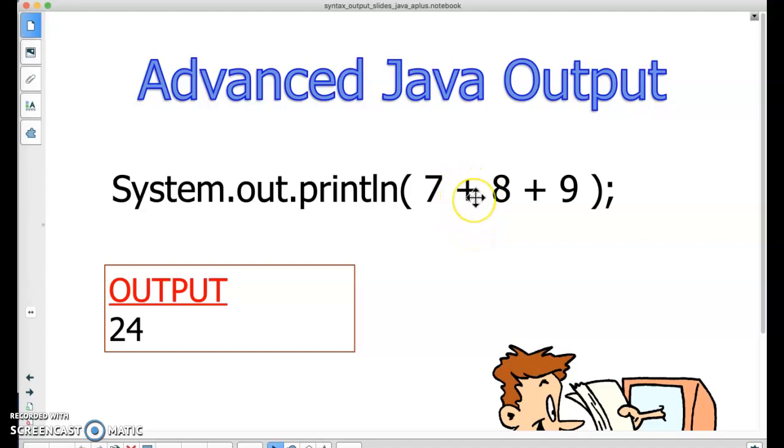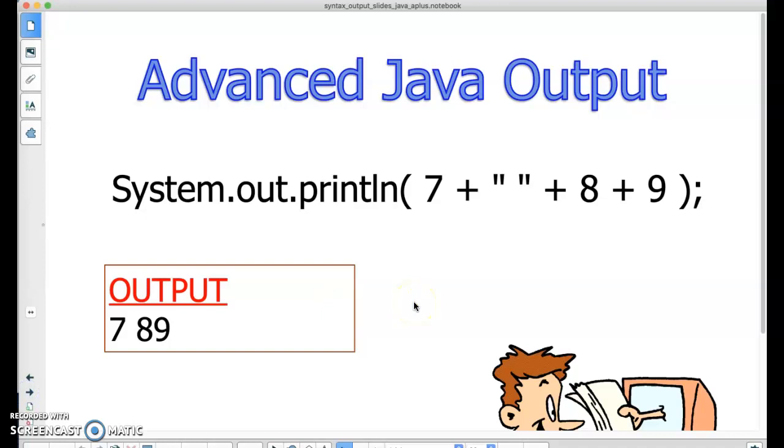So the plus sign has two different operations. It's either going to add two things together because it's math, or it's going to concatenate them, meaning put them together like cook plus book would. Okay, and I'll show you that in the next example.